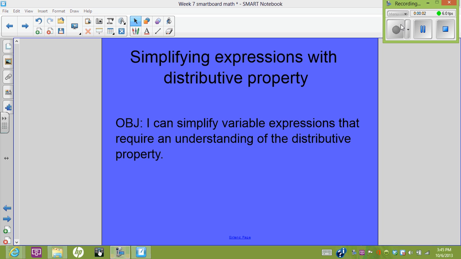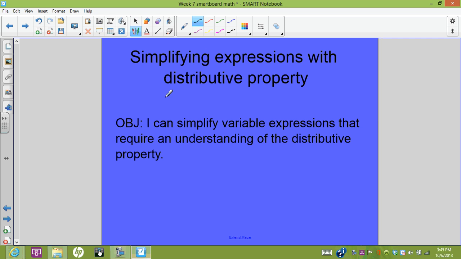Okay, so in the last video, I showed you how to simplify variable expressions. And in this video, we're going to take that one step farther, and I'm going to show you how to simplify variable expressions when they need you to use the distributive property. You may remember the distributive property from a while ago when we were talking about properties of numbers. And it's something that I told you guys right now might not make a lot of sense, but when we get to algebra, it will.